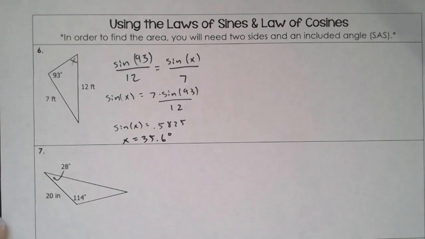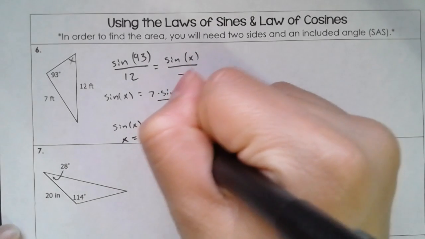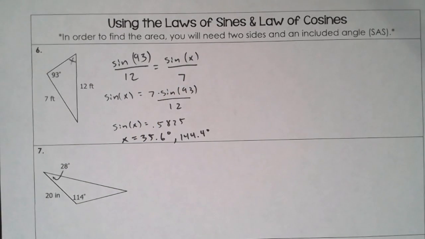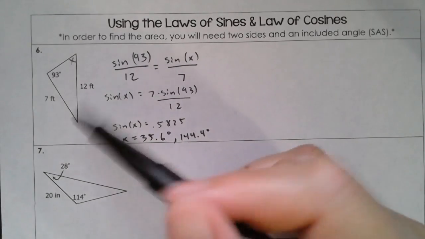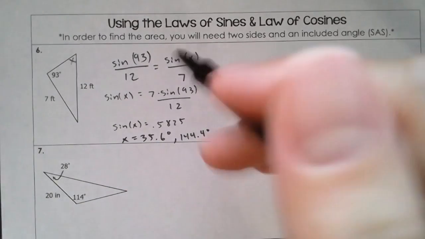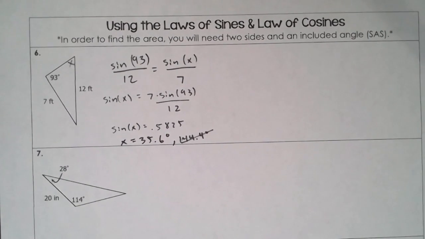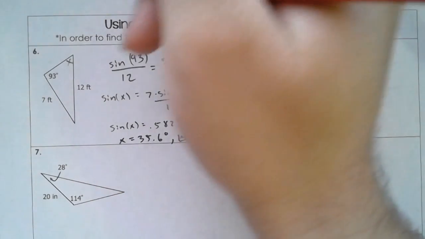Okay, so if you subtract from 180, you're going to get 144.4 degrees. Okay, and you'll see that based on the one they give me, 93 and 144.4, you cannot have the second one, so that's not a solution. So this one here is 35.6.